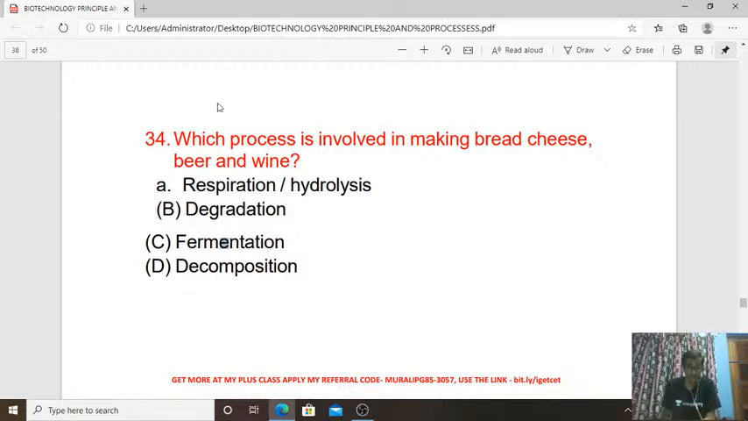So next question. Here the 34th question answer is C, fermentation, isn't it? Fermentation. What is fermentation, Anoop?